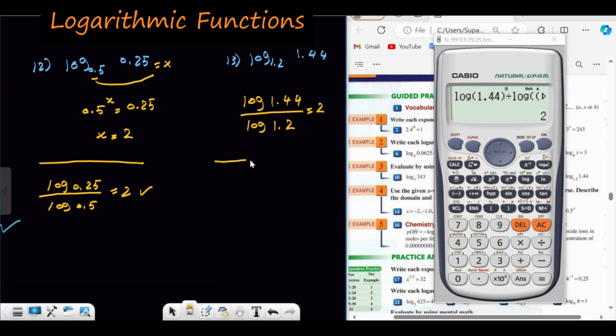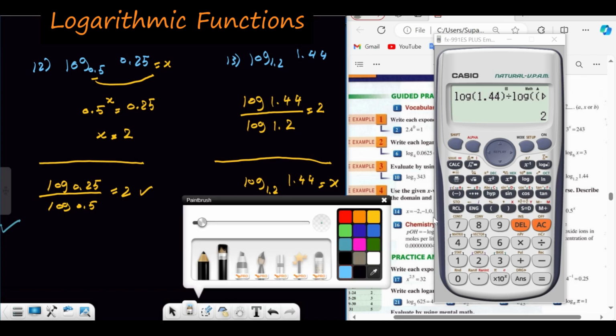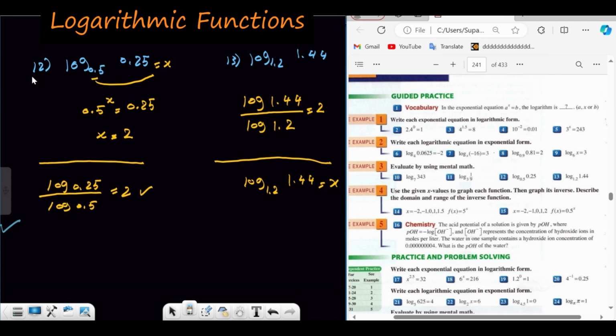So now let us do it by mental math. Just equalize it to x: log base 1.2 of 1.44 equals x, because we want to try by x. So we say 1.2 to the power x equals 1.44. We know that if this power is 2, it will be 1.44. So x equals 2.